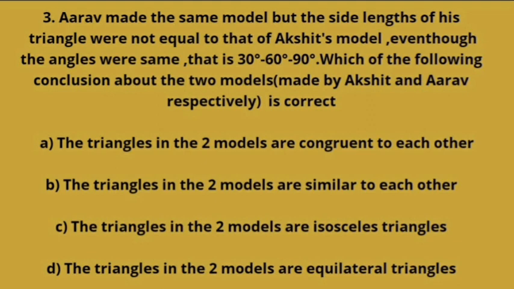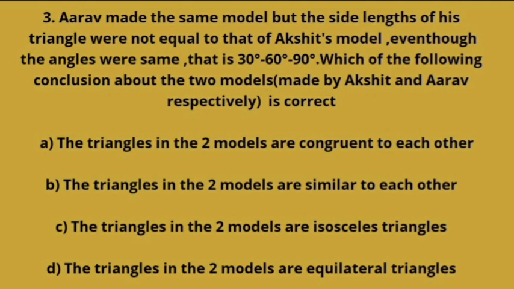Then Arav made the same model, but the side lengths of his triangle were not equal to that of Akshit's model, even though the angles were the same, that is 30 degree, 60 degree, 90 degree. Which of the following conclusions about the two models is correct?